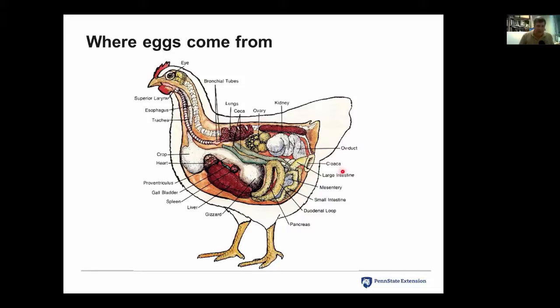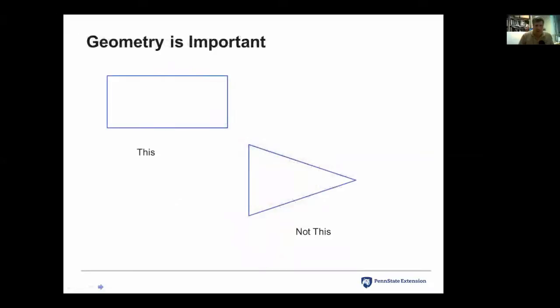Birds that are not very productive will regress their oviducts, and their body shape becomes more triangular rather than rectangular. So when we look at birds, you need to think about whether they are more rectangular or more triangular in shape. And you'll see this as you handle the birds.